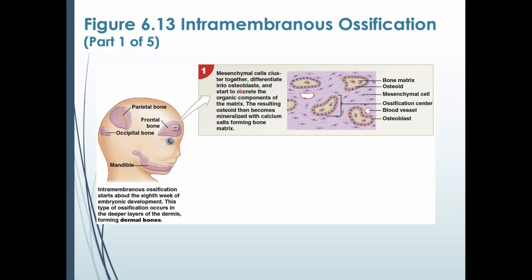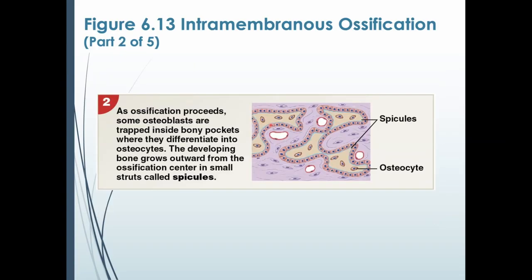Then those osteoblasts are going to secrete the organic components into the matrix, which results in the osteoid, which means not quite mineralized yet. It's starting to get mineralized after that with calcium salts and then eventually forms the bone matrix. So we're just on part 1 of 5.